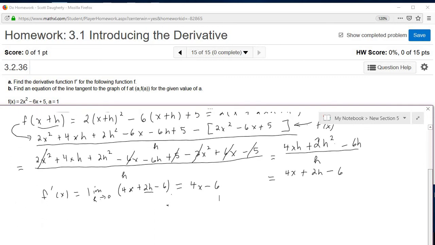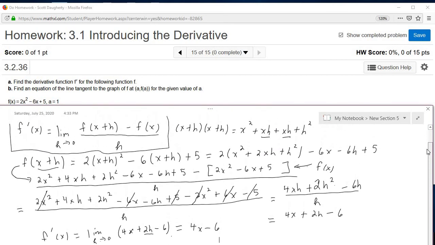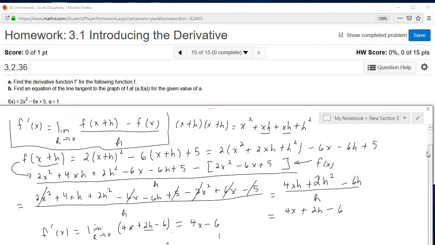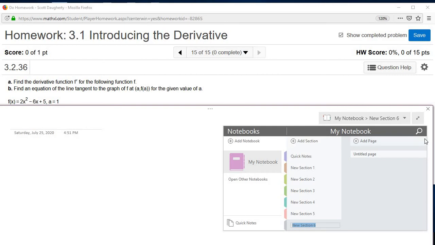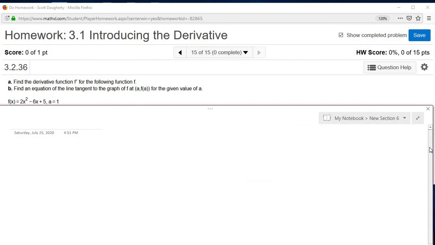Now let me scroll down. Actually, I'm going to erase some of this because I'm running out of room. Or maybe I'll just go to another page. Okay, so now part B.